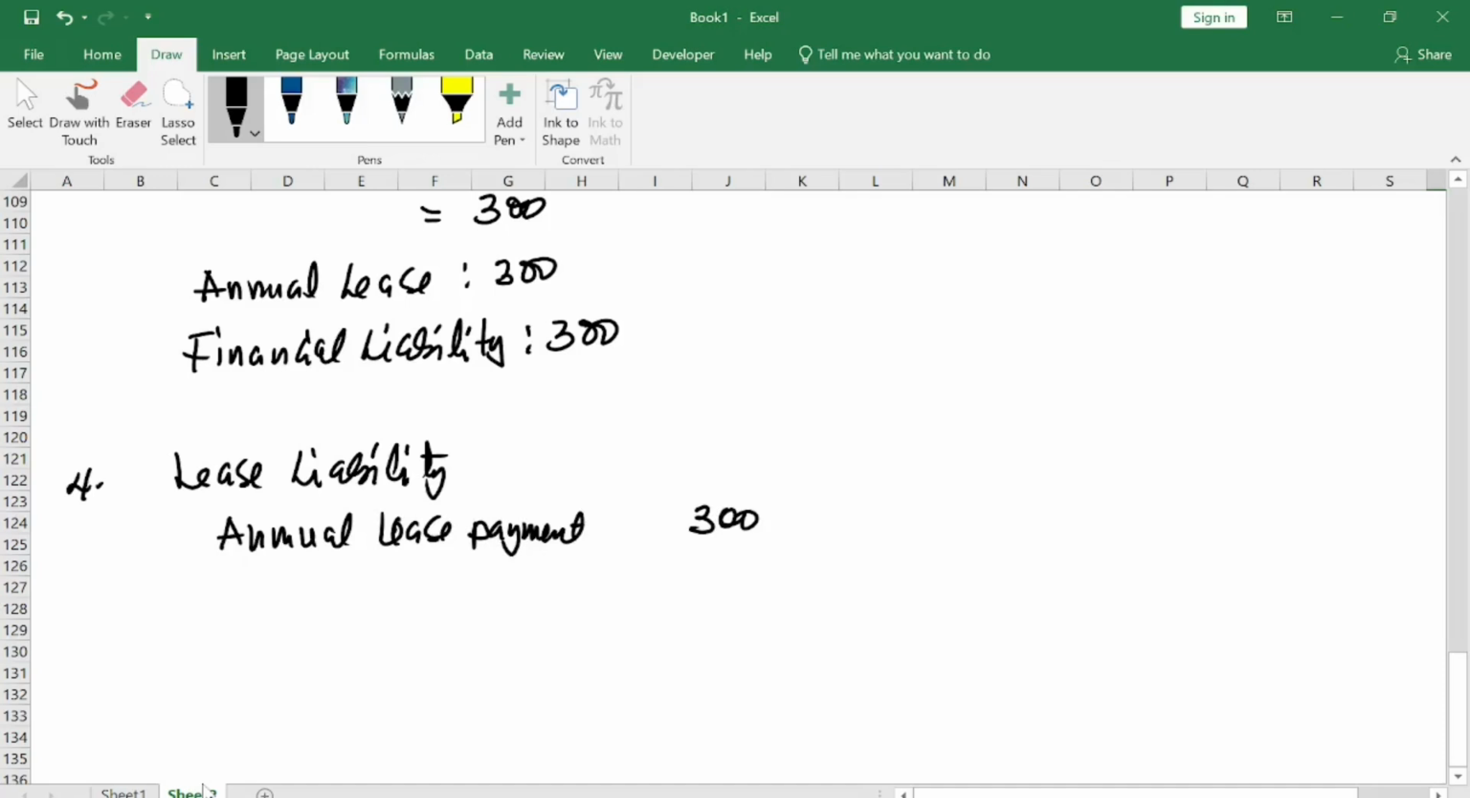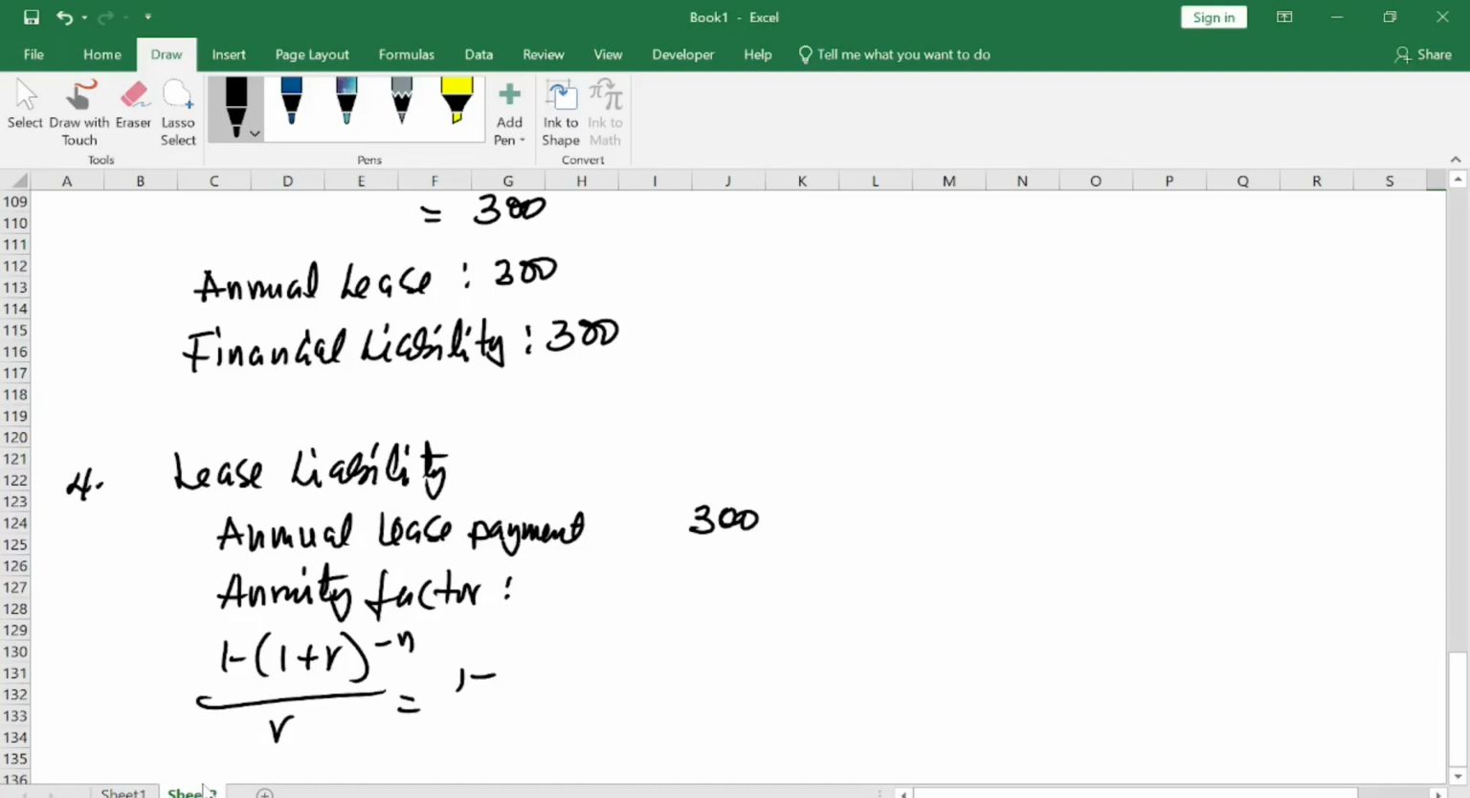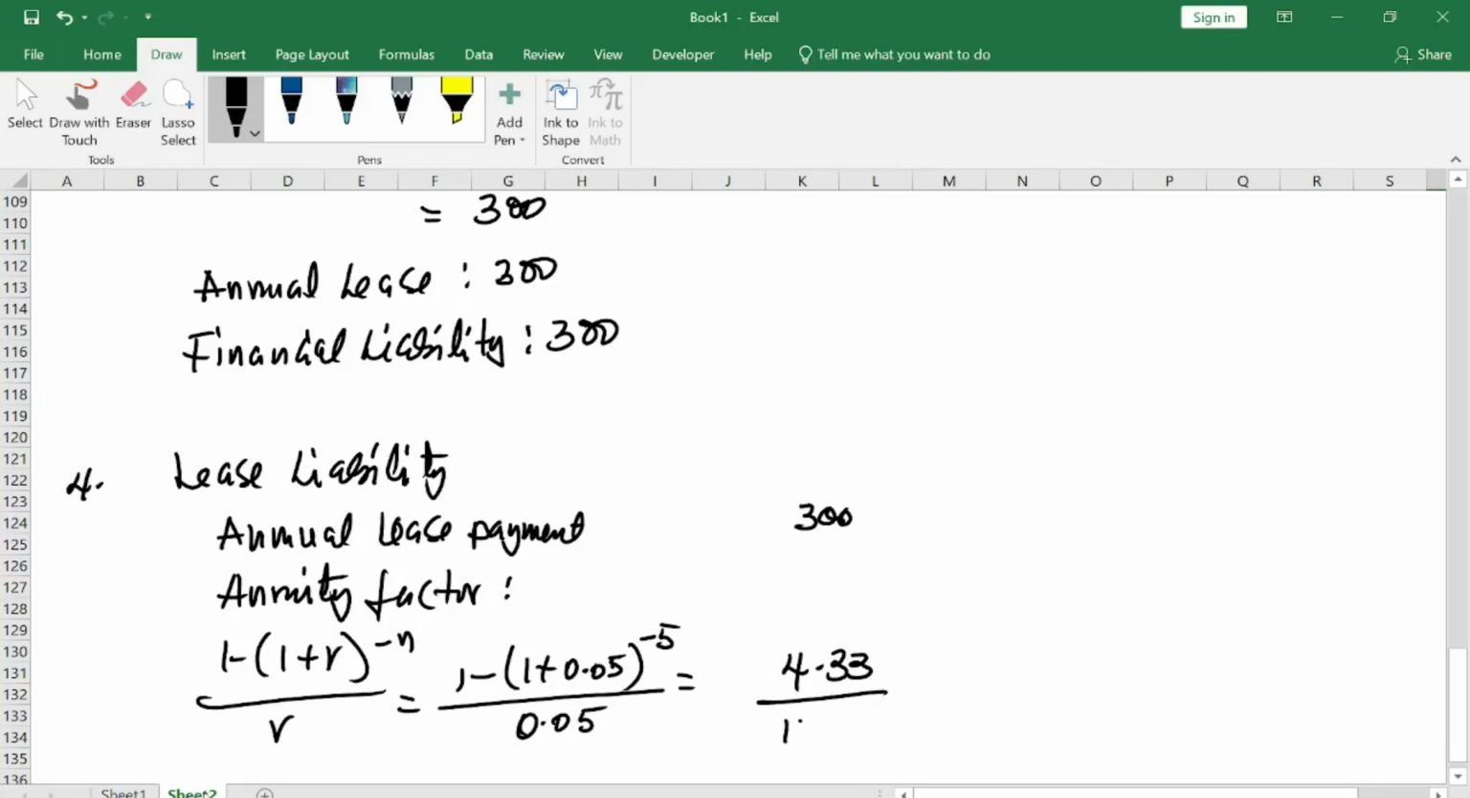300. Then you will find the annuity factor, which is 1 minus in bracket 1 plus rate to the power of n. They've given us the rate. Rate is what? 0.05 to the power of the number of years, which is 5 years, all divided by the rate, which is 0.05 here. Okay, we have 300. So what do we have here? That gives me 4.33. So when I multiply, it gives me 1299.